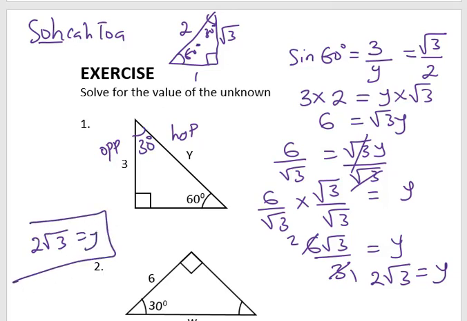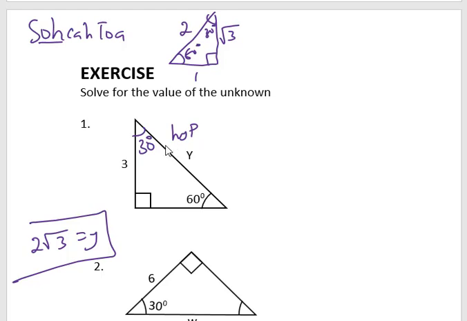Let's try 30. If you want to solve using 30, you know that this is the hypotenuse, but this is the adjacent for 30. So which of these has adjacent and hypotenuse? That's cos, adjacent and hypotenuse. So we are going to say cos 30 degrees is equal to what? 3 over y is equal to that adjacent over hypotenuse. And then what is cos 30?